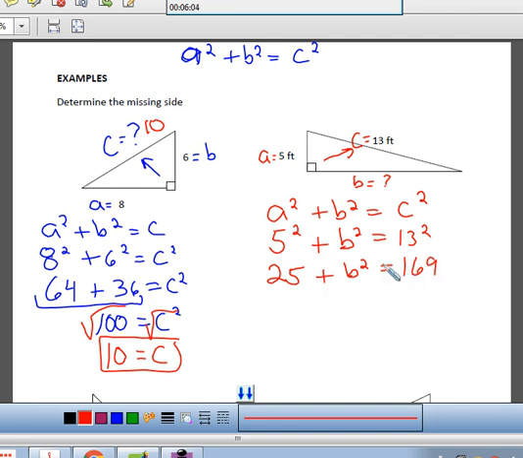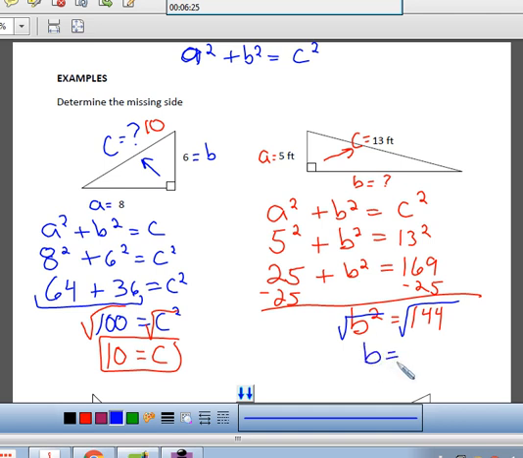Now, it's an equation, so we're going to solve it by subtracting 25 from both sides. And when you do, B squared equals 144. Now, that is not the final answer. We have to remember to take the square root. And we get B equals square root of 144 is 12. Now, when we plug it into our final answer, make sure you have the label of feet. And it works out beautifully.